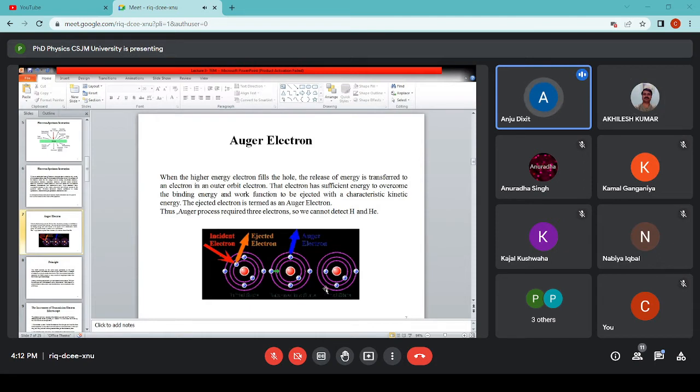So in this diagram it is shown here. Suppose an incident electron is hitting this K shell electron and it is ejected from there, and at the same time one electron from the L shell fills the vacant position in the K shell, and the energy which is produced in this process is imparted to the other outer shell electrons. So this electron is termed as an Auger electron, and it has its own kinetic energy, and with the help of this kinetic energy we can have this analysis.